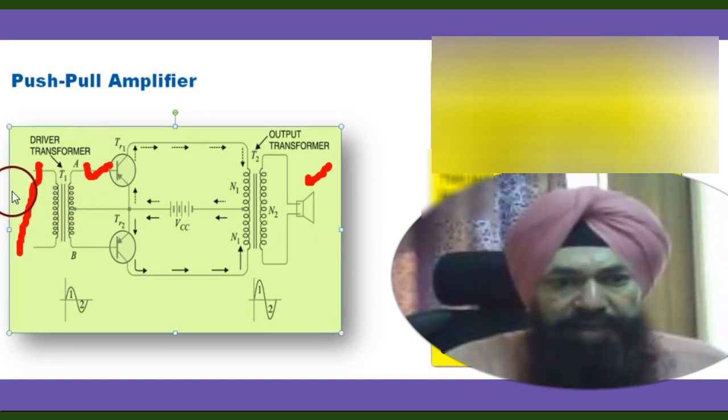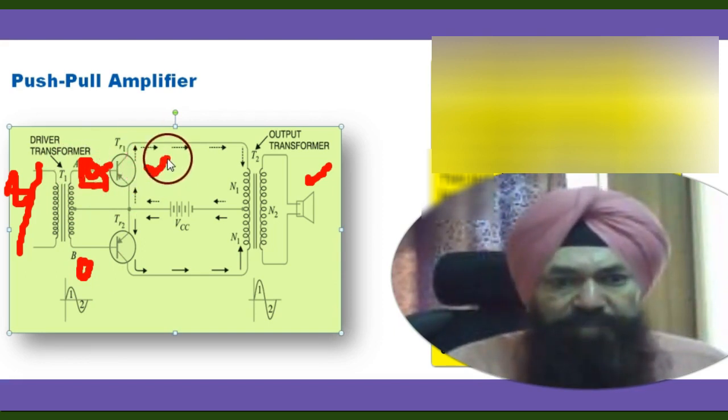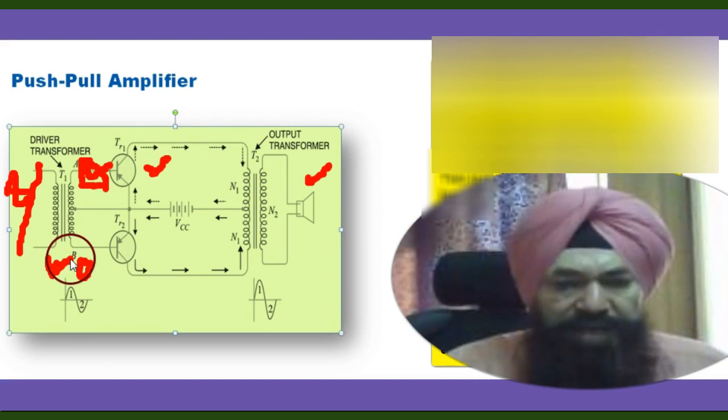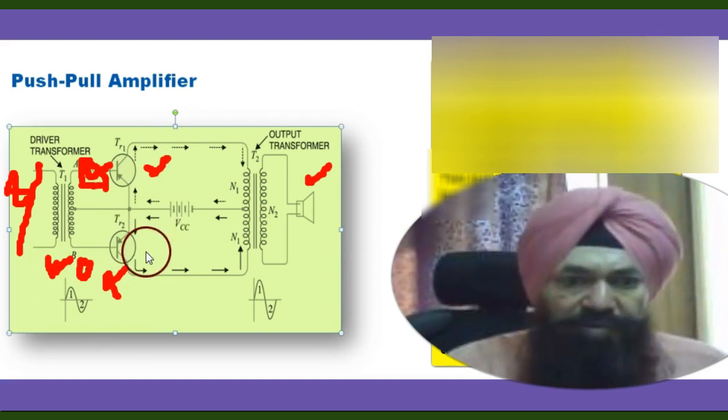When the signal comes here, because of the mutual induction, let the positive part appear here and the negative part appear here. When the positive part appears here, the transistors being P, N, P, this becomes forward biased and will conduct. And at that time, because this base gets the negative part of the cycle, this one is in the off state. So one transistor conducts, the other remains off.